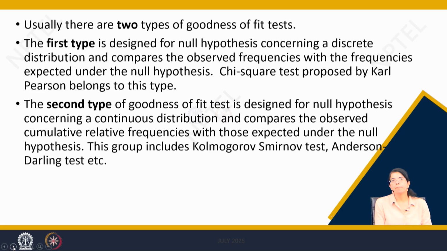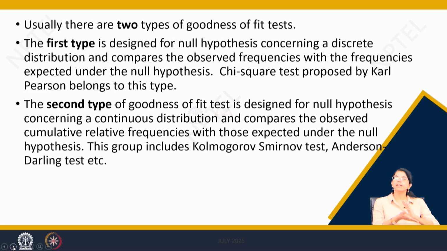And the second type of goodness of fit test is designed for a null hypothesis concerning a continuous distribution and compares the observed cumulative relative frequencies with those expected under the null hypothesis. And this group is a little bigger, and it includes Kolmogorov-Smirnov test, Anderson-Darling test, Cramer-von Mises test, which I haven't mentioned here, but well, that is another modified goodness of fit test.